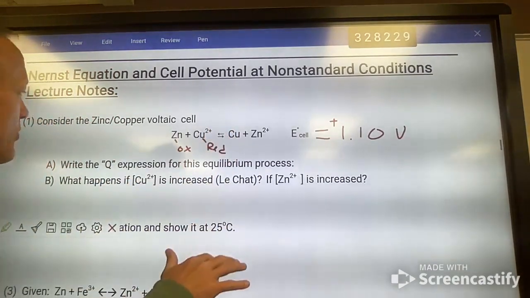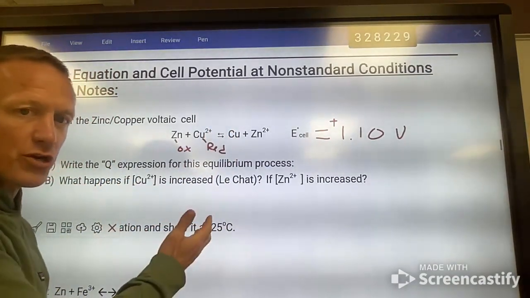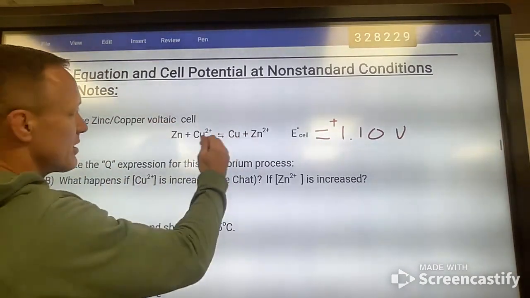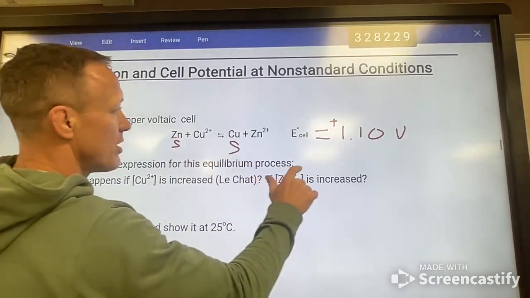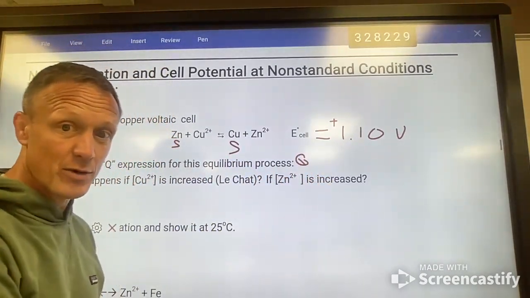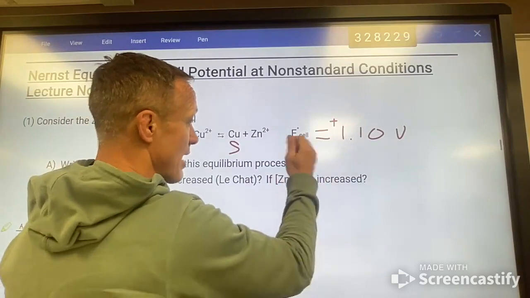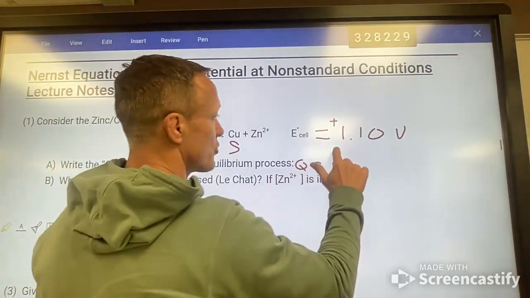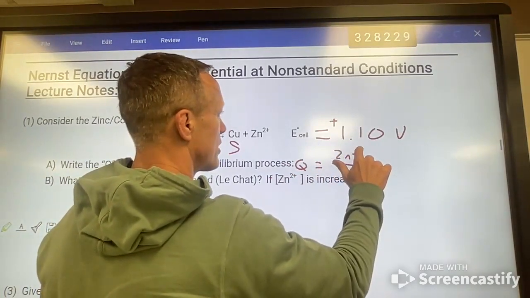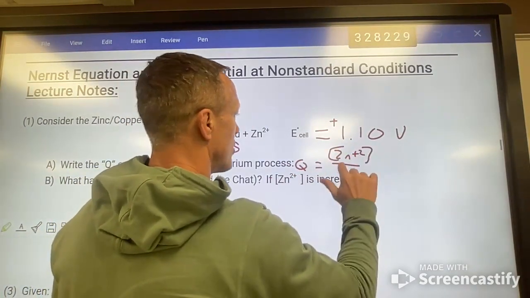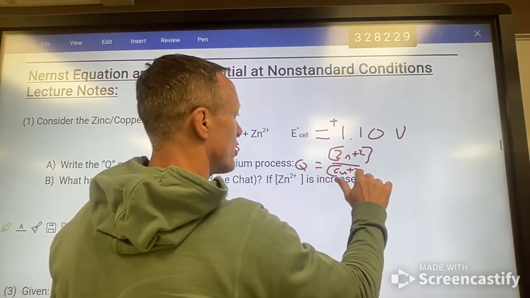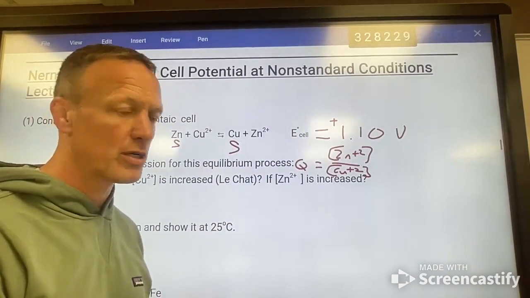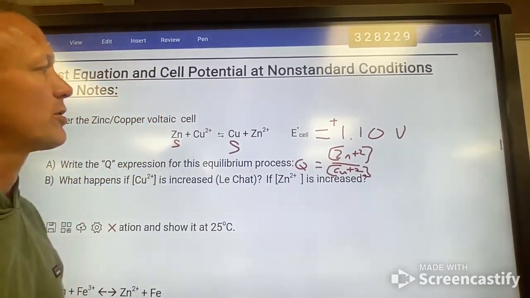If we think of this as an equilibrium, think about what the K expression, or Q, would be. Remember, you're not necessarily at equilibrium, but since this is a solid and this is a solid, our Q or our K, remember Q is really just K maybe not at equilibrium, would really just be the concentration of zinc over the concentration of copper. Remember, concentration means molarity. And at standard conditions, those would be 1 molar solutions.